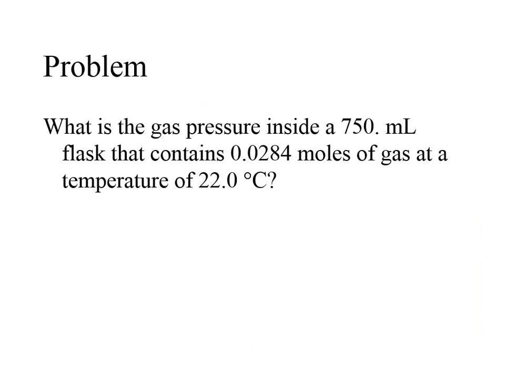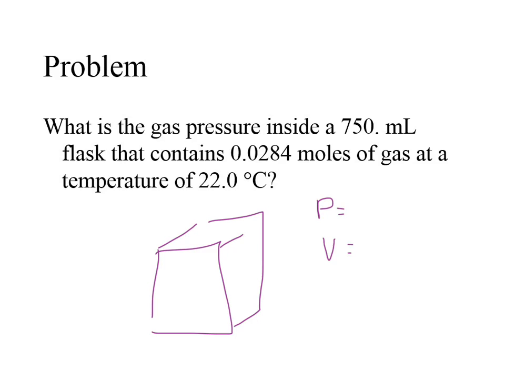Sometimes, especially if it's been a while since I've done these problems, I like to draw a picture just to get my bearings. I'll draw P is equal to, V is equal to, and since PV equals nRT, I'll say N is equal to, and T is equal to. I'll know 3 of these things, but you're supposed to find the 4th. So right off the bat, it says, what is the gas pressure? So under pressure, I'm going to put a question mark.